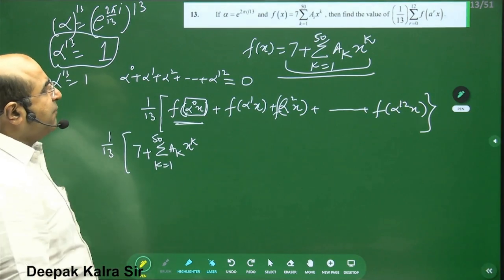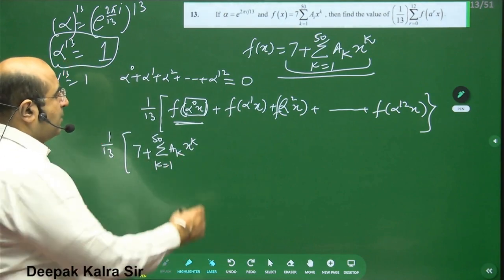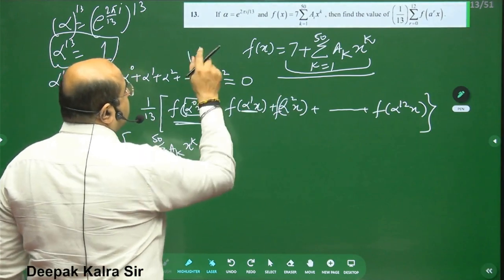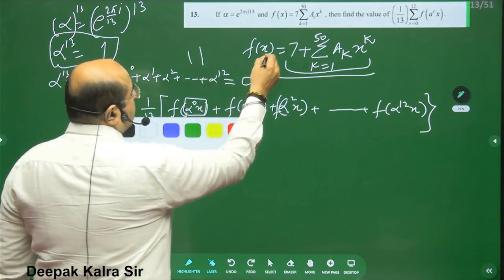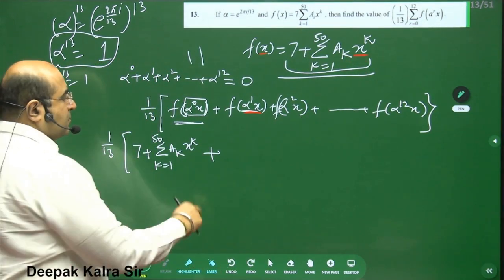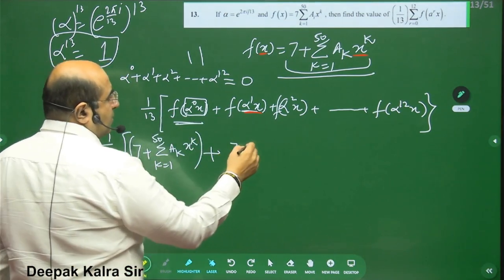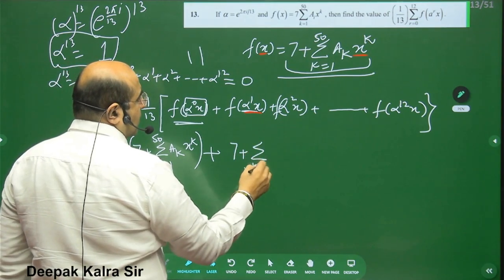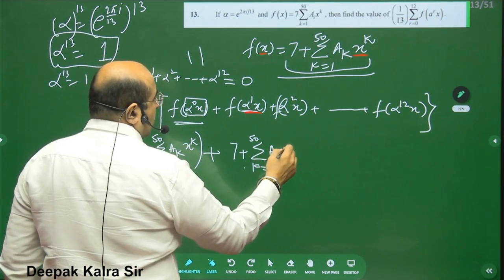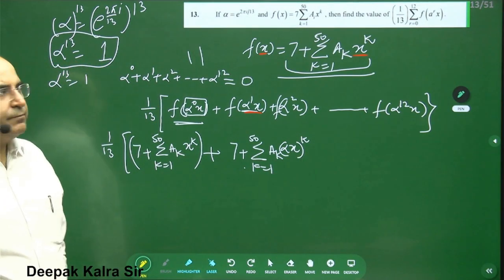Because alpha x is to be replaced here, alpha 0 means f(x) only, so I'll keep it as it is. Moving to the second, alpha x is to be placed at every place. Wherever x is sitting, I have to replace x by alpha x. My expression will change over to 7 plus, this is for the first, 7 plus sigma k equals 1 to 50 a_k (alpha x) to the power k.